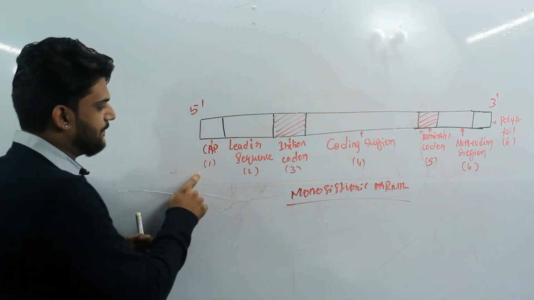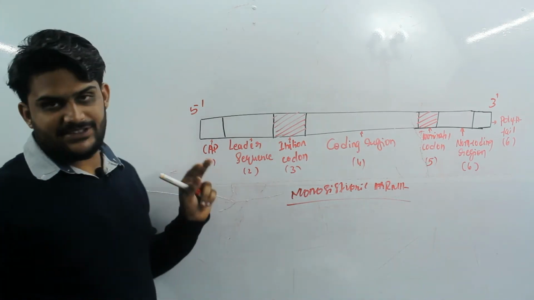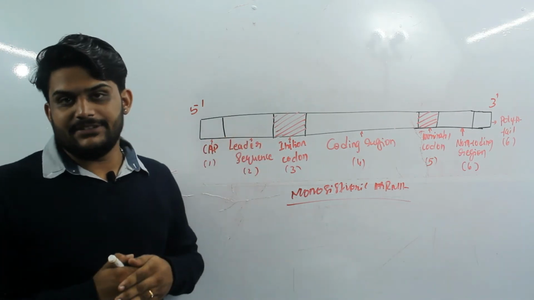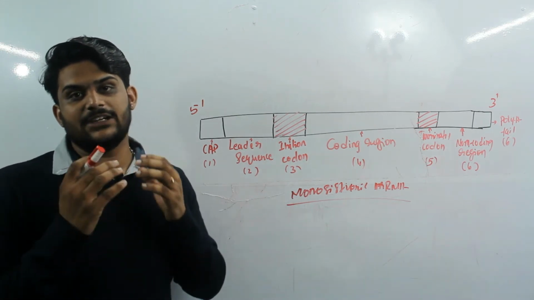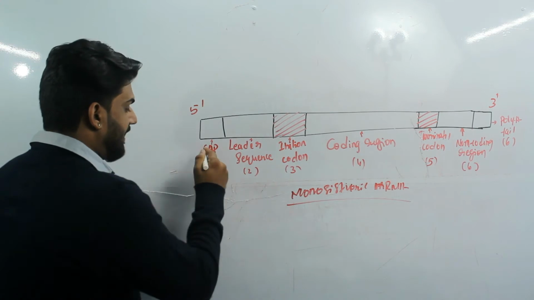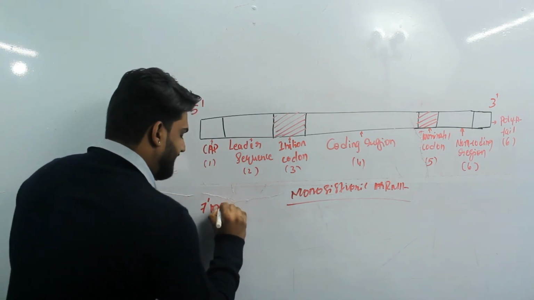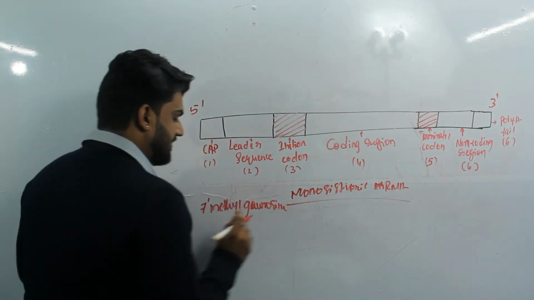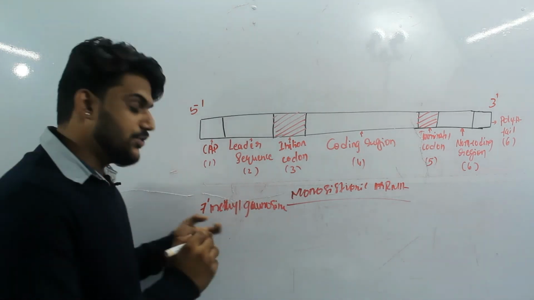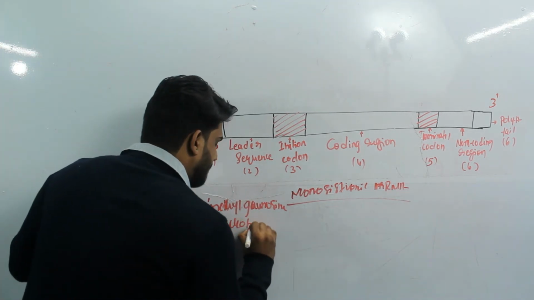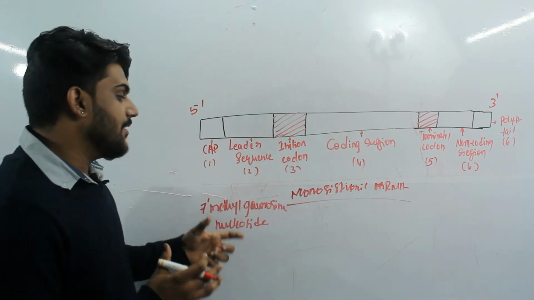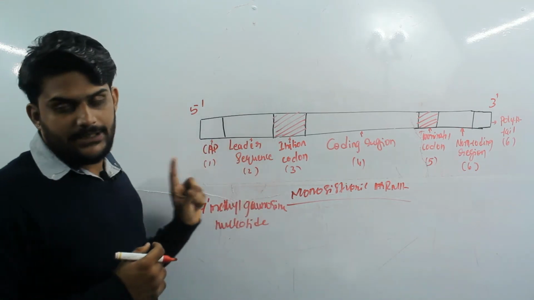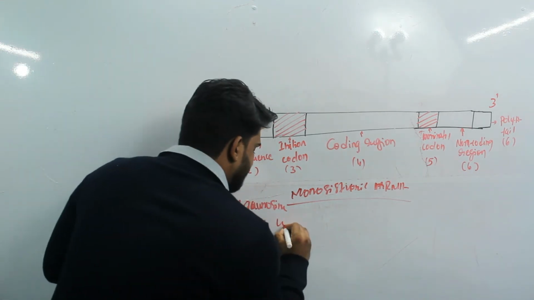Coming to the first position, that is the cap. It is known as the cap, which acts as a protective layer of mRNA. It is formed by 7-methyl guanosine. Remember that it is made up of a 7-methyl guanosine nucleotide, which is attached to the nitrogen base of the mRNA strand.